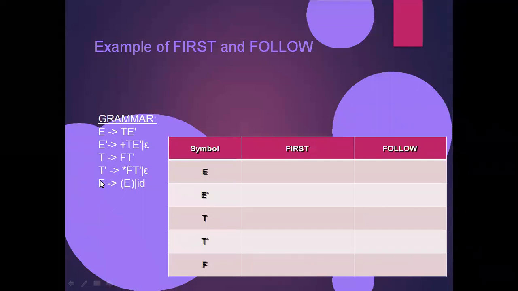The first of F has two rules. In the first rule, we get the terminal open parenthesis. In the second rule, we get ID. What it means is the first of F is open parenthesis comma ID.